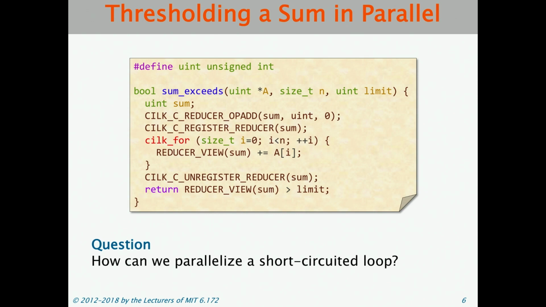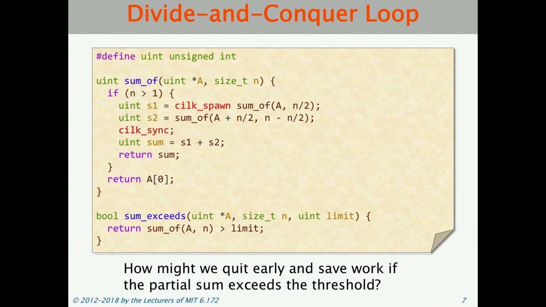Okay? And so the way I'm going to do this is sort of by hand here. As you know, underneath, the loop is really a divide and conquer loop. And so I could write it as a parallel loop. And now it becomes a little bit clearer how I could, in this case, return the value of the sum. And now the question is, how can I quit early and save the work if I exceed the threshold?